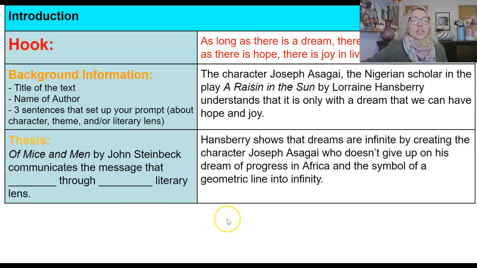All right, so now it's up to you to finish your introduction by writing your hook and your background information, and then you can type up that paragraph, that introduction paragraph.